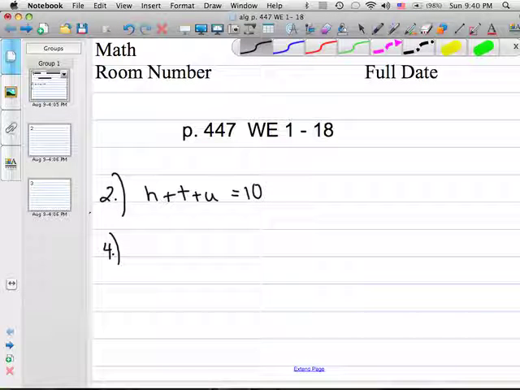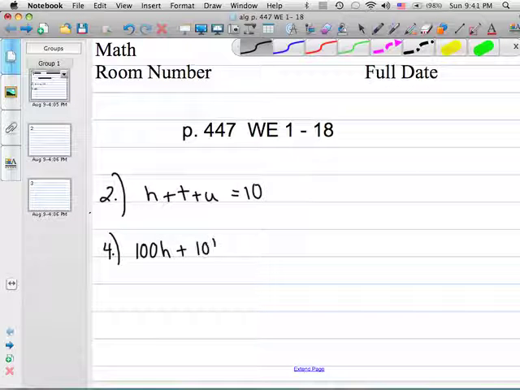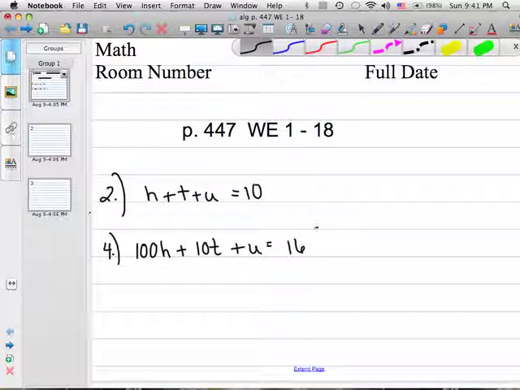Number 4, a three-digit number is 16 times the sum of its digits. They're actually talking about the value of a three-digit number, so that would be 100H plus 10T plus U. The three-digit number equals 16 times the sum of its digits, H plus T plus U.